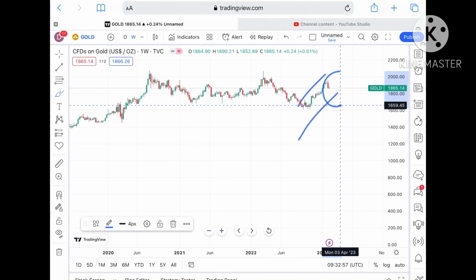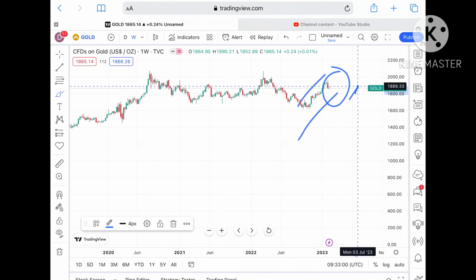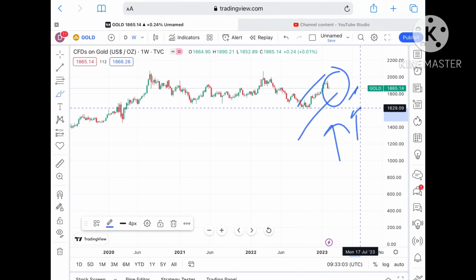Overall trend is upside till the time it sustains this level and goes above a level of around 1880, then we can see it can go further upside.